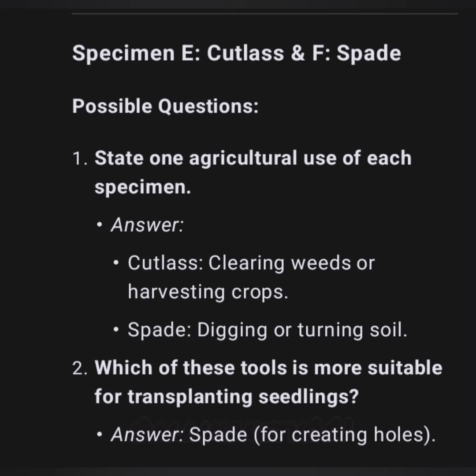Specimen E is cutlass. You can see the diagram, or sorry, the image anyway. Possible question for specimen E and specimen F, which is spade: state one agricultural use of each specimen. Specimens E and F are combined now. Yeah, this can be the question because they do combine. If you want to set questions based on each specimen, I'm just breaking it down for you guys. So state one agricultural use of each specimen. Answer: cutlass, clearing weeds and harvesting crops; spade, digging and turning soil. Question 2: which of these tools is more suitable for transplanting seedlings? The answer is spade, for creating holes.